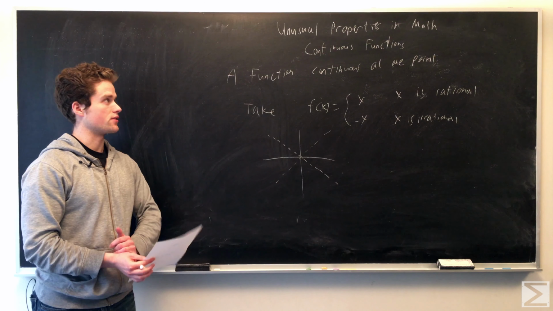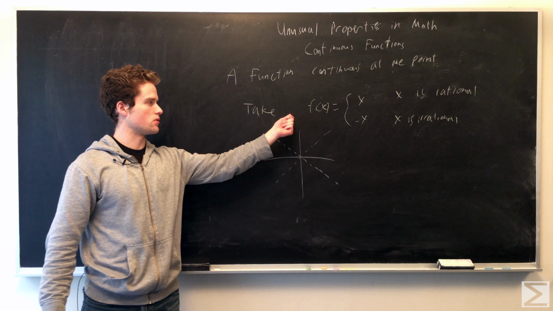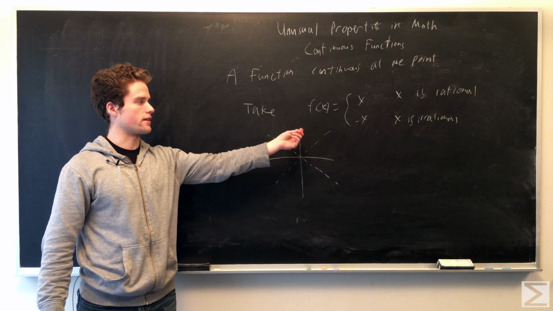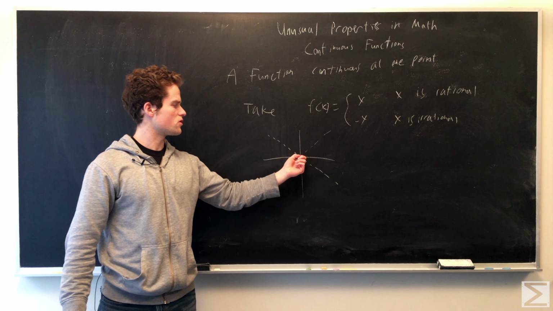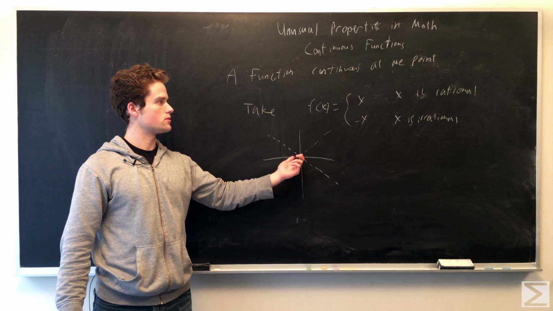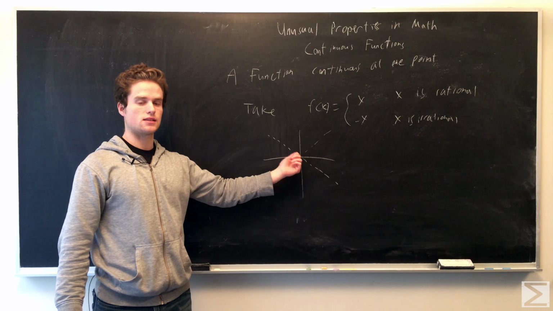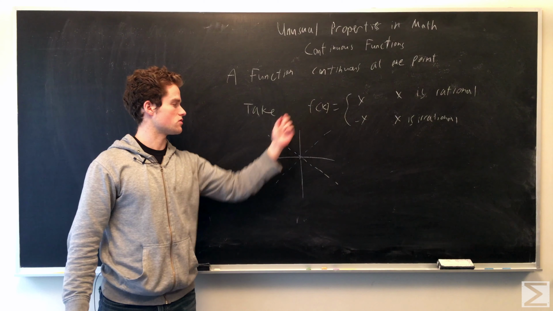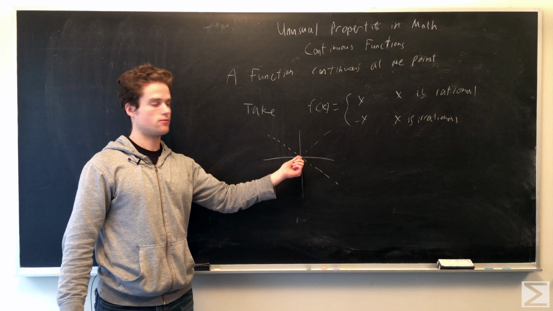So we're going to give an example of a function continuous at only 1 point. So we're going to take f of x equals x if x is rational, minus x if x is irrational. So if we consider f of 0, 0 is rational, so it's just 0. Note both minus x and x, both these two functions approach 0 as x approaches 0.